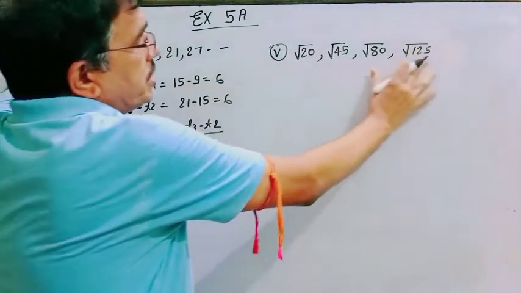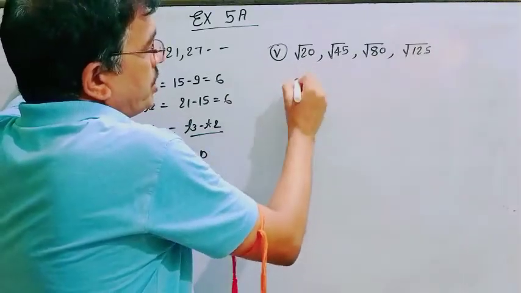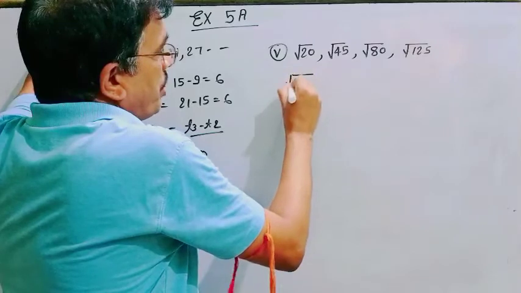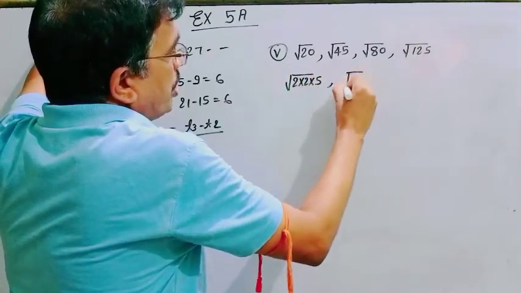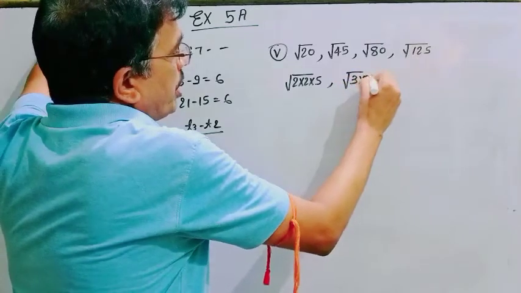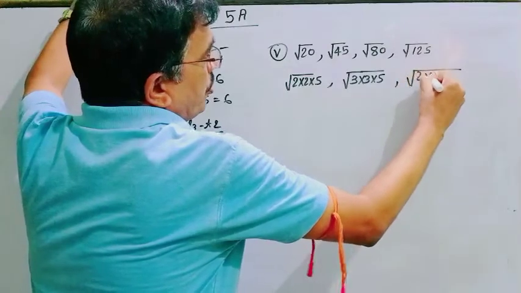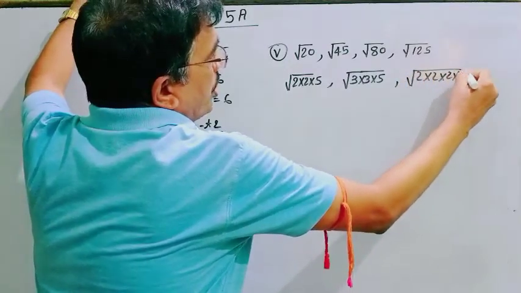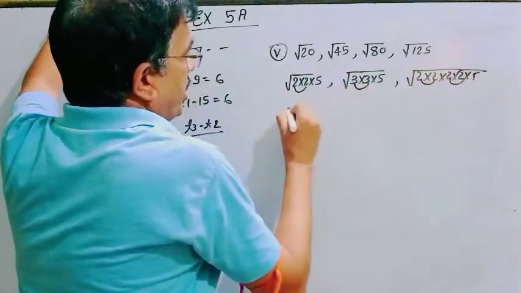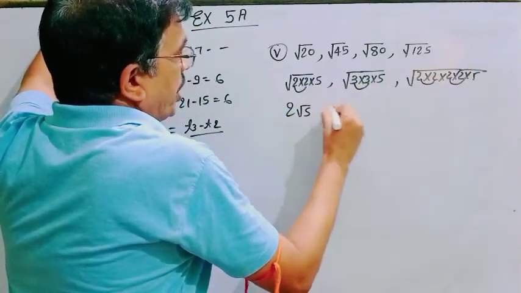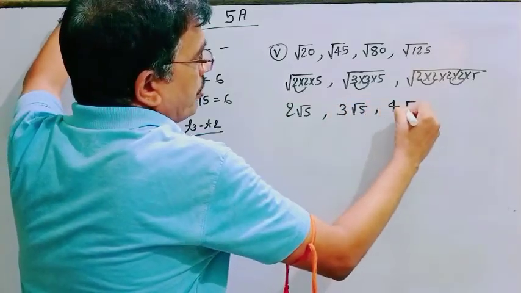Here are some questions in square root form, and it is a rational number. So first you find out, 20 you write as 2 into 5, 45 you write as 3 into 5, and 80 you write as 4 into 5. So here the terms are 2 root 5, 3 root 5, and 4 root 5.